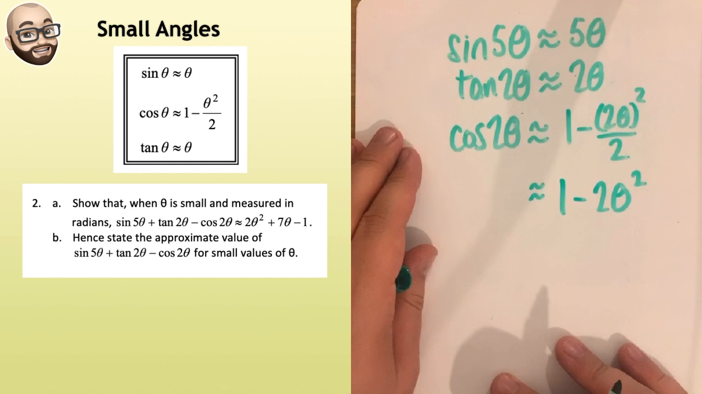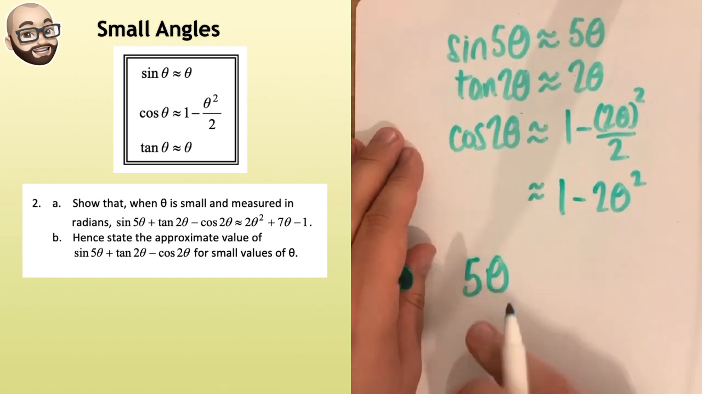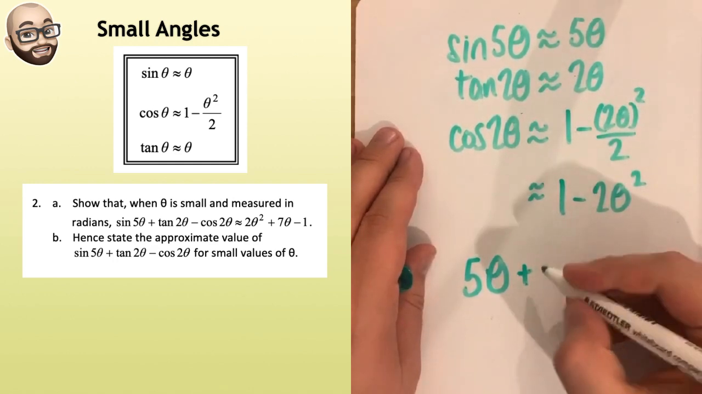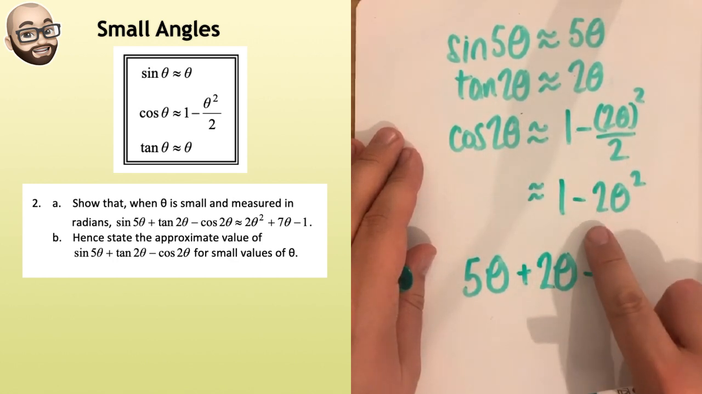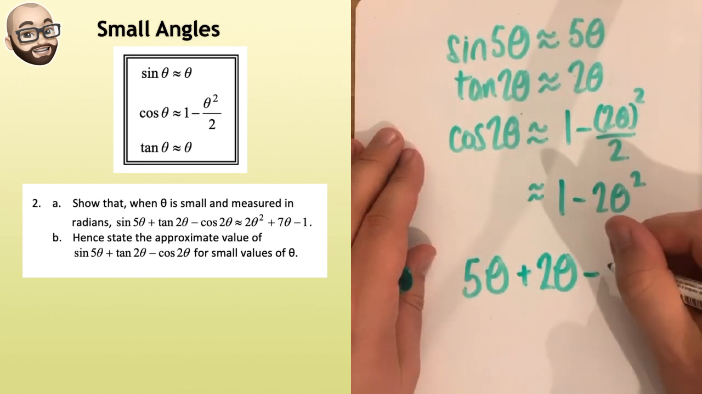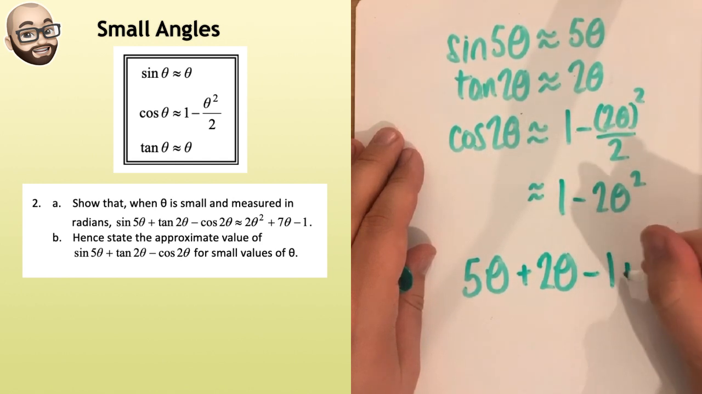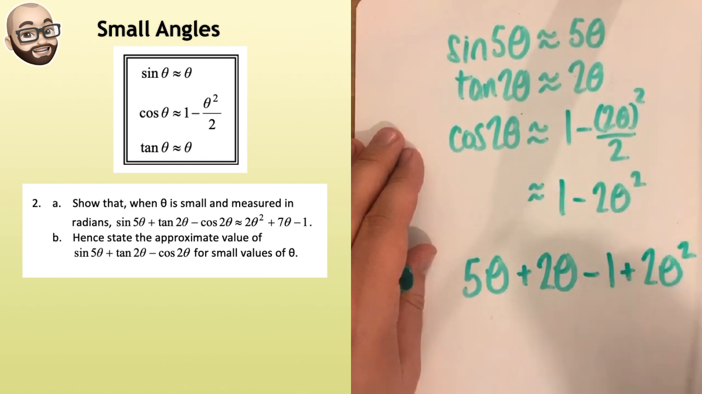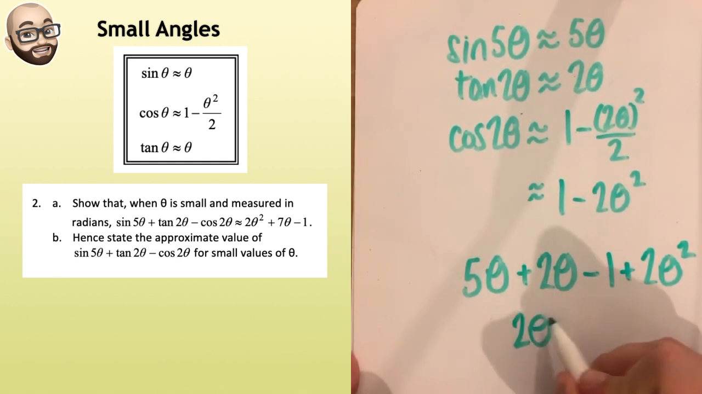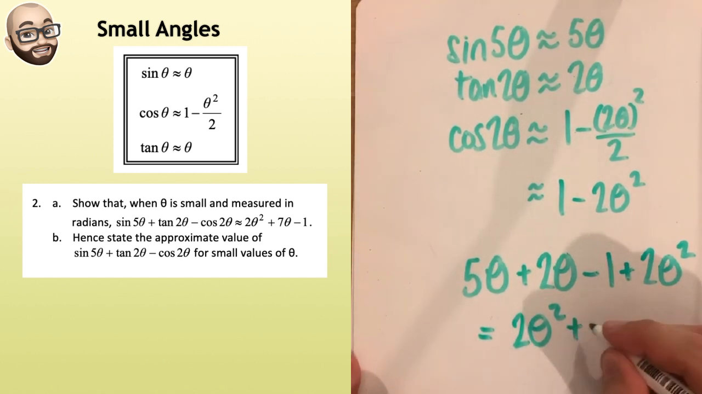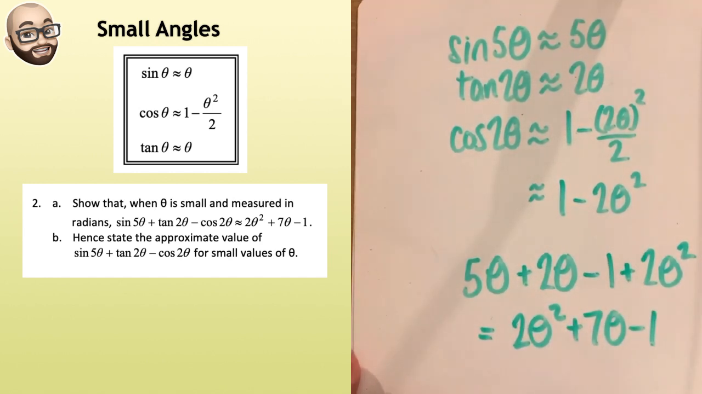And now if we plug it in to that line there, the first thing was we wanted sine of 5 theta. Well, that is 5 theta plus tan of 2 theta, which is this thing, so that's plus 2 more thetas, minus cos 2 theta. We need to take this away, so it's going to be minus 1, and minus this minus makes it into a plus. And if we simplify this, we're going to get 2 theta squared plus 7 thetas minus 1, which is what the question wanted us to do.